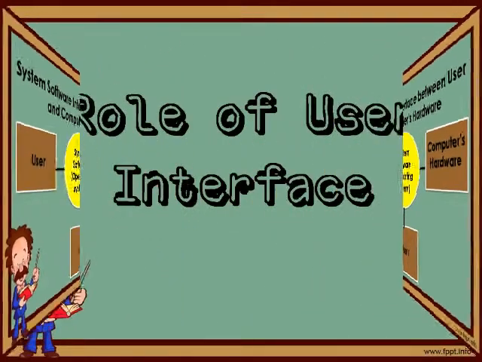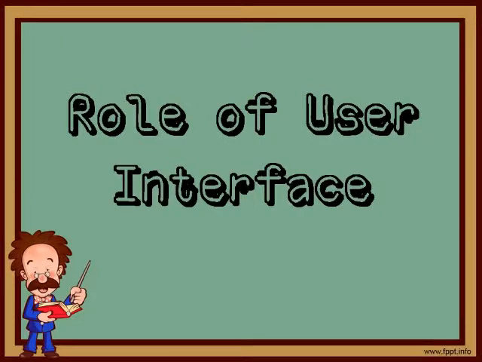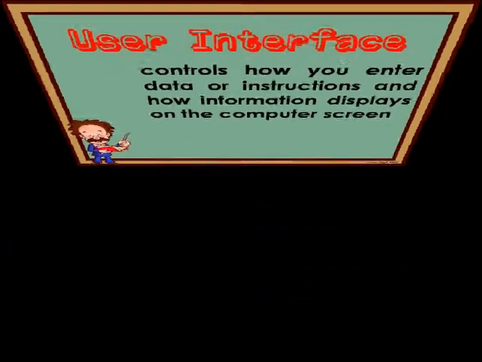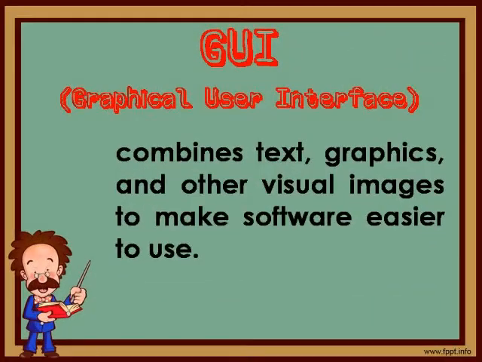Now let us discuss the role of the user interface. User interface controls on how you enter data or instructions and how information display on the computer screen. Most of today's computer software programs have a graphical user interface or GUI. GUI combines text, graphics, and other visual images to make software easier to use.